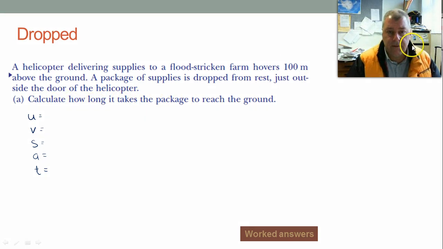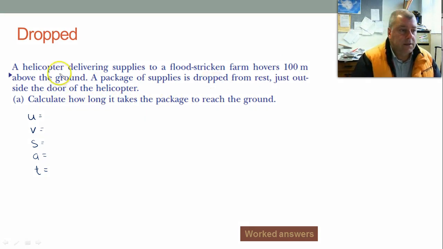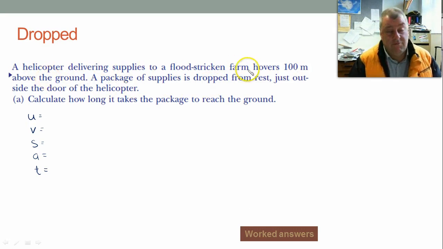So first off, let's see if we can recognize any information. The helicopter, that's not important. Flood-stricken farm, not important. In terms of physics, it's not. Hovers 100 meters above the ground.